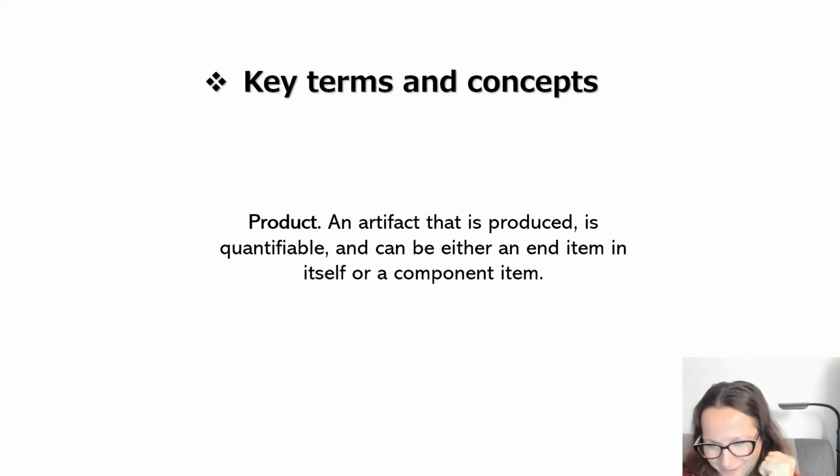What else? Of course, you have product. An artifact that is produced is quantifiable and can be either an end item in itself or a component of an item. So it can be a fully finished product, or it can be just an associated item to the final product, right? Which says we can split one big project into smaller projects.